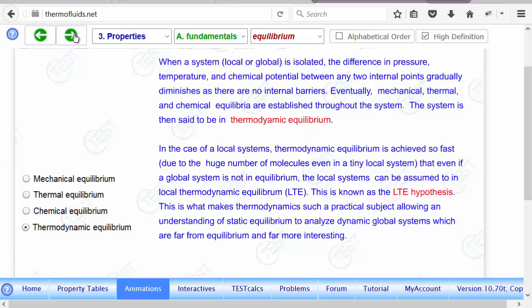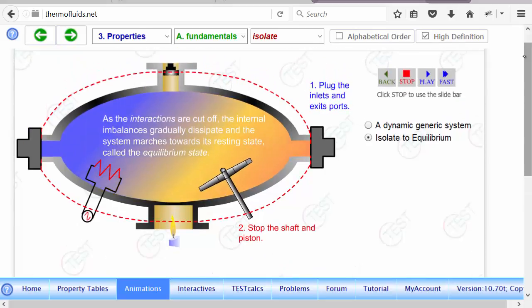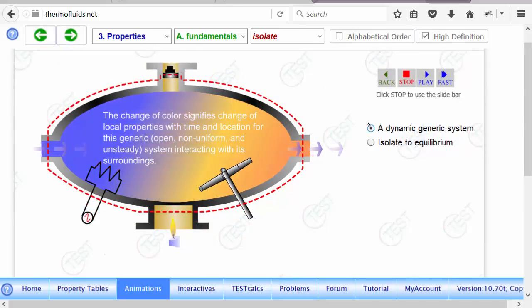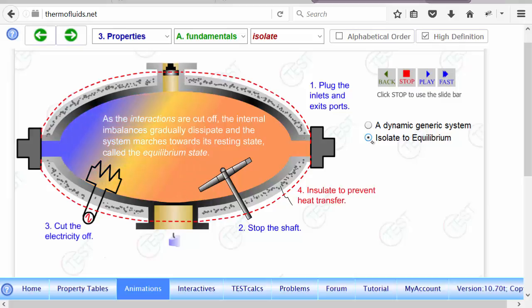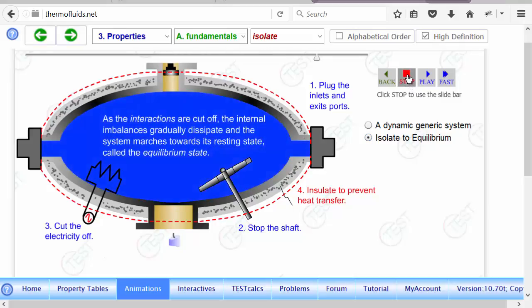Okay, let's proceed and understand equilibrium more. So suppose we have a global system, a dynamic system that we are used to. It has all kinds of interactions and things are changing everywhere. But if you isolate this big system, the global system, we stop any mass transfer, stop all the heat transfer, stop the shaft work, cut off electricity, and when everything's said and done, you will find that the system will come to equilibrium. All the differences between different points in the system will disappear, because inside the system, there are no barriers. So if at one point temperature is hot, another point temperature is cold, after some time temperature will become equal. So that's the concept of thermodynamic equilibrium.